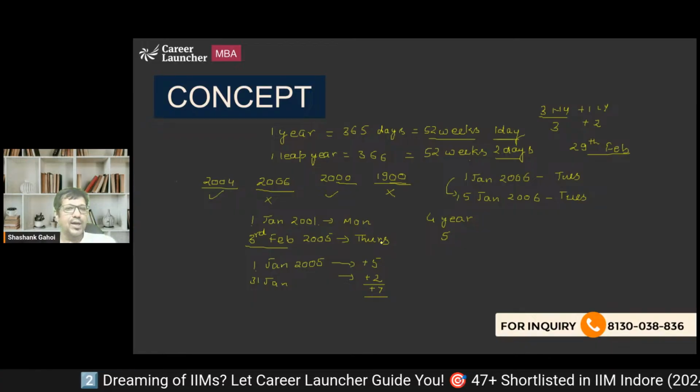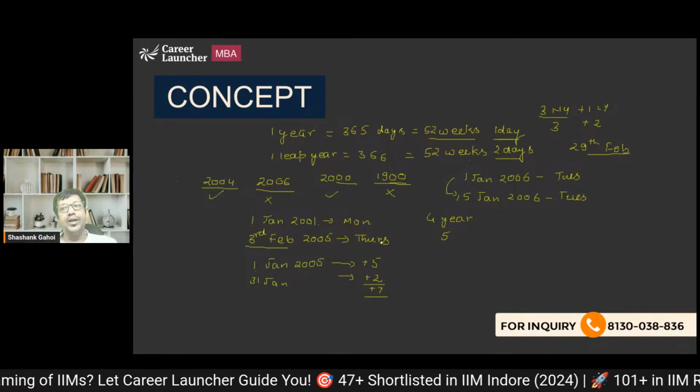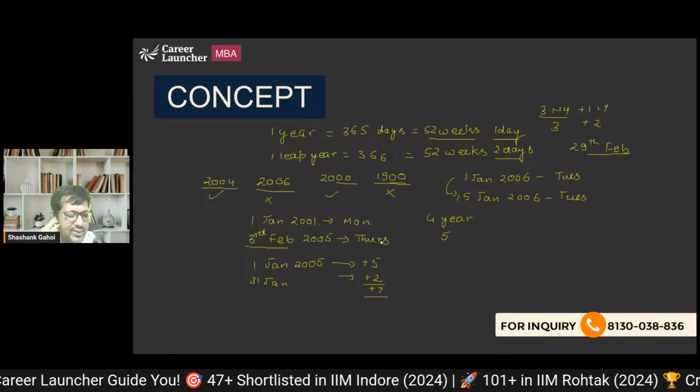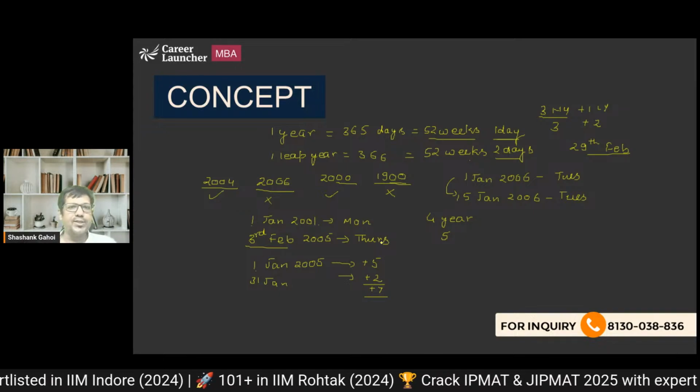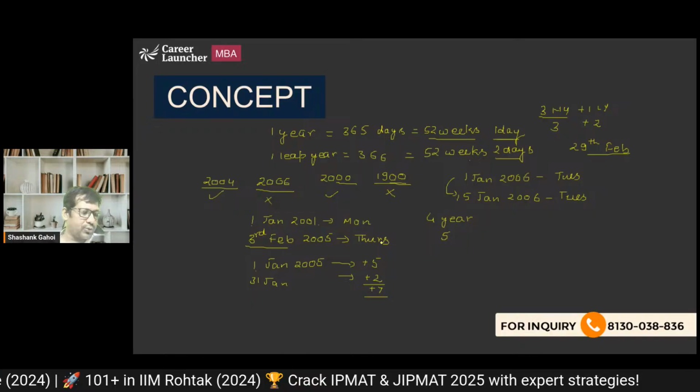Every 4 years are going to give you 5 additional days. Every 8 years are going to give you 10 additional days. So this way you don't have to remember a lot of things. Just remember what is a leap year, what is a normal year, and so on.